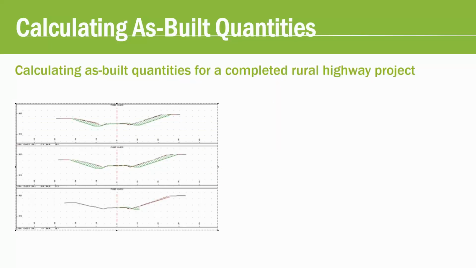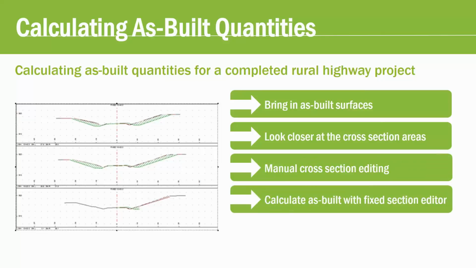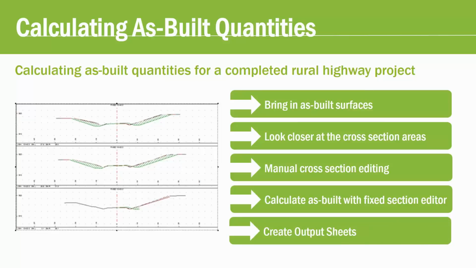So the featured project for the webinar today is a rural highway project, and here's a brief agenda on what we'll be covering. Jack will show you how to bring in your as-built surfaces. Then he will look at the cross-section areas and do some manual editing. Then he will do the as-built calculations, and we will end with showing you how to create some cross-section output sheets. If you have any questions during the webinar, feel free to type them in the question box, and Jack will hopefully see them there and answer them during the webinar.